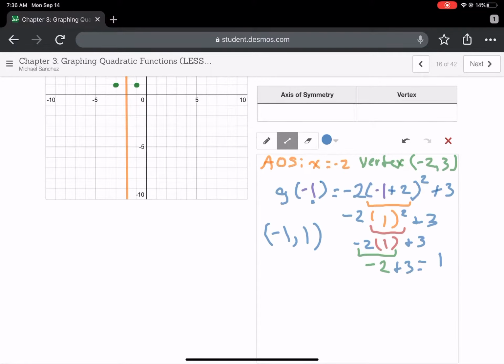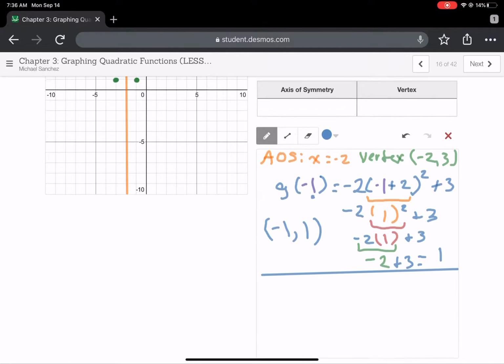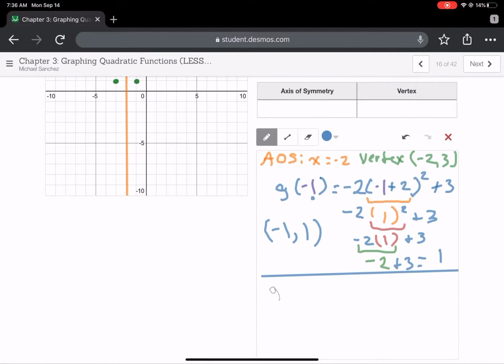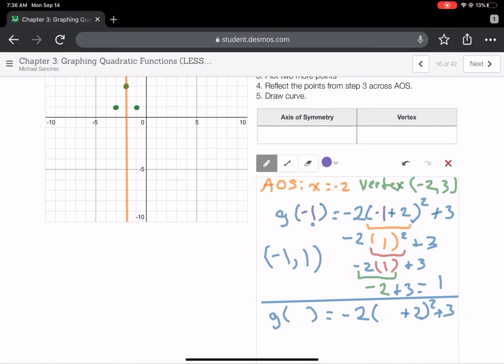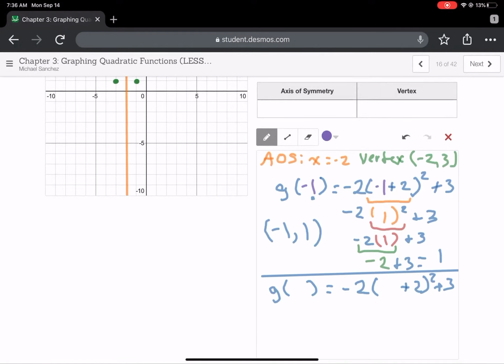All right, so I'm going to go ahead and do this one more time. I'm going to need at least 5 points on this particular type because we need a nice shape. So I'm going to do g of something, negative 2 times blank plus 2 to the power of 2 plus 3. Okay, so I'm going to choose a different number now. I'm going to choose one more to the right of this, so that would be 0. So I'm just picking the numbers that are to the right of the axis of symmetry.